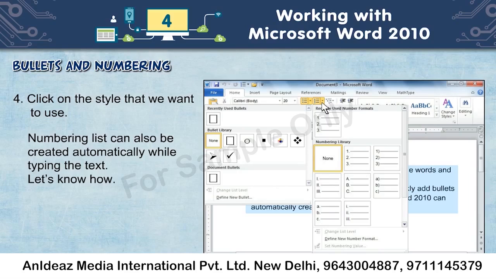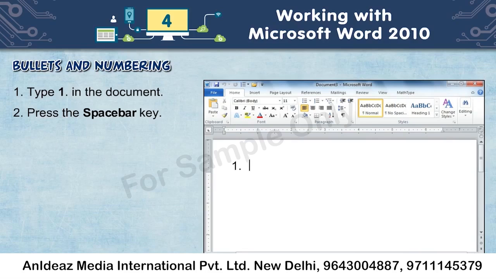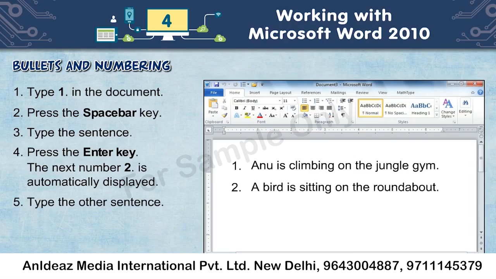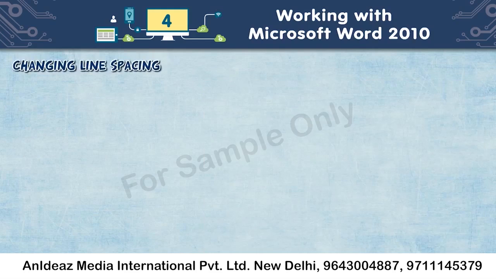Numbering lists can be created automatically while typing the text. Let's know how. Type 1 in the document. Press the spacebar key. Type the sentence. Press the enter key. The next number 2 is automatically displayed. Type the other sentence. Repeat steps 4 and 5 for further typing. Press the enter key twice to stop the numbering.